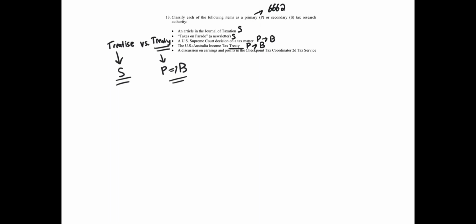A discussion on earnings and profits in the Checkpoint Tax Coordinator second, 2D, which is a second tax service. That is their flagship editorial. Think of it like an article of Checkpoint. That's what the tax coordinator is. That is secondary. Okay. The next question goes to the target readership.